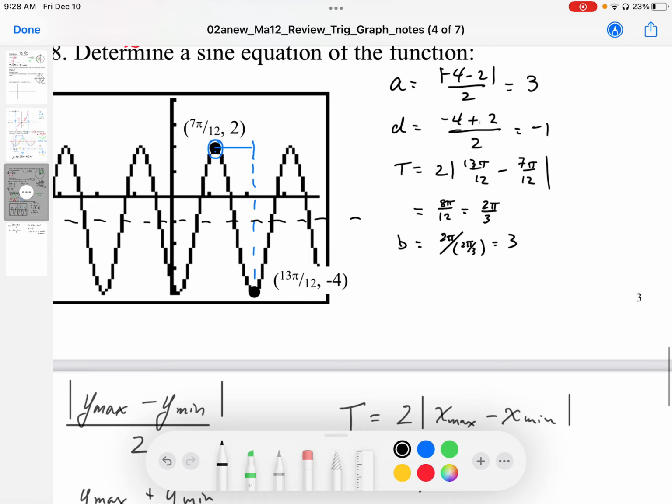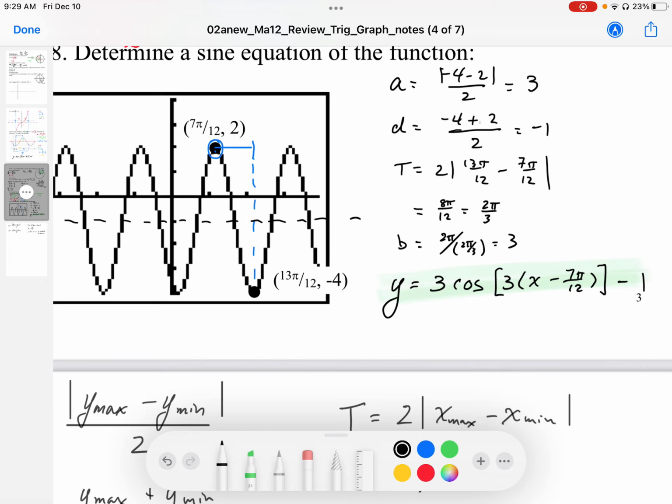Okay, so writing my equation out now, I'm going to do this with cosine first, and then we'll figure out the sine. So cosine is going to be the easier one. So it's going to be 3 cosine, b value of 3, the horizontal shift is going to be 7 pi over 12, and then the vertical shift is negative 1. So there's my cosine equation. I'm just going to highlight that. There's a cosine version of this.